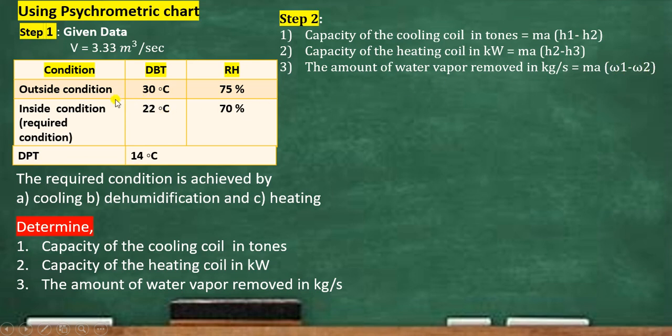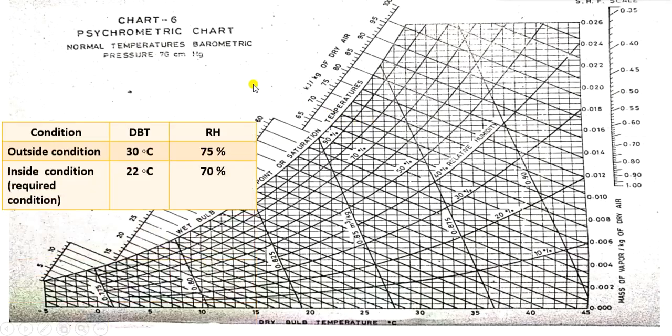Okay. And dear students, one thing you remember: this is the point number 1 condition. The outdoor condition, the outside condition, is point number 1, and the inside condition is point number 2. So the process takes place from point 1 to point 2. Between the initial point 1 and the final point 2, these three processes are there: cooling, dehumidification and heating are the processes between the outside condition and the inside condition. So now I will take one psychrometric chart.